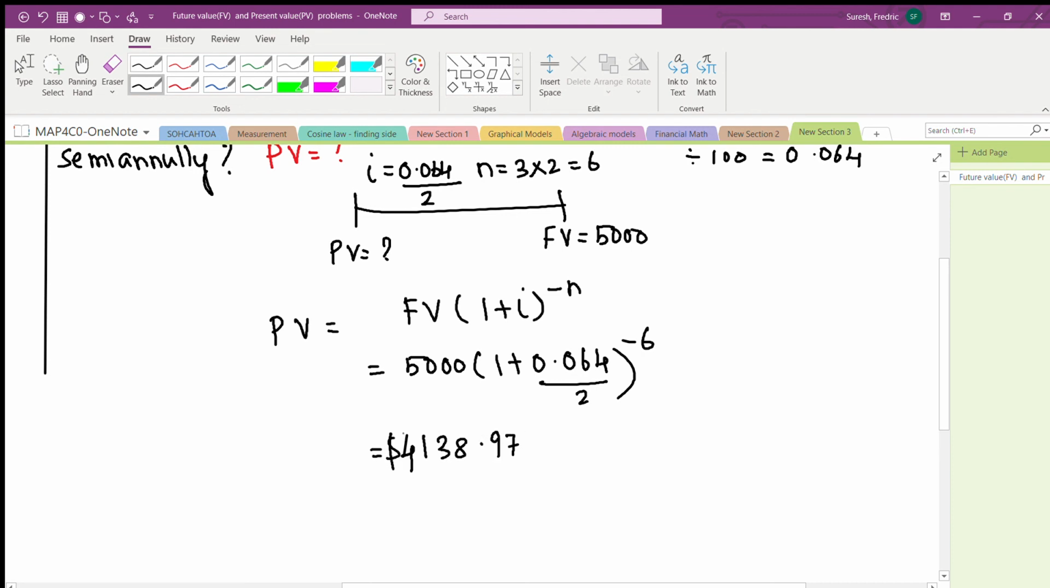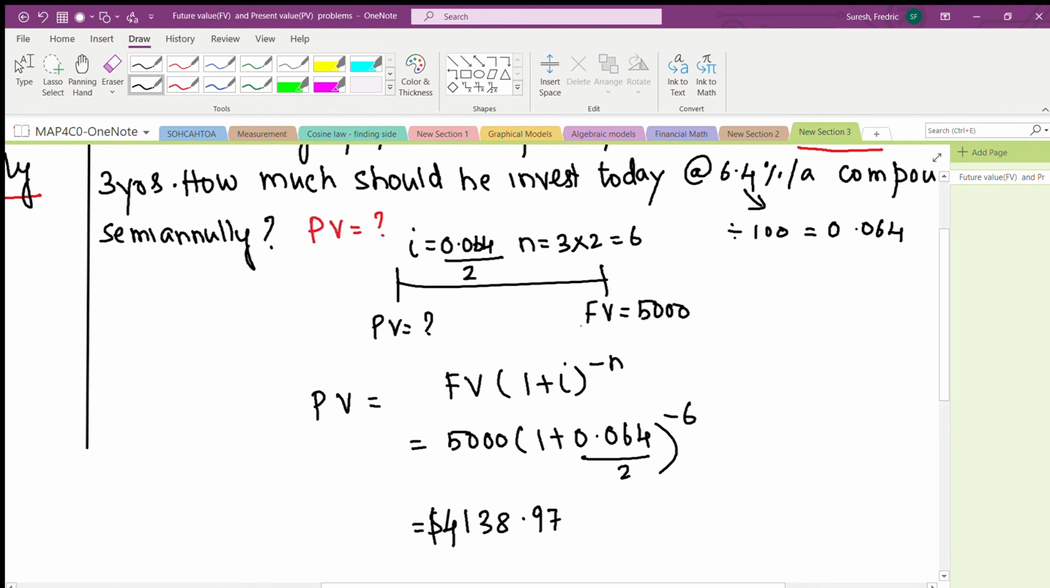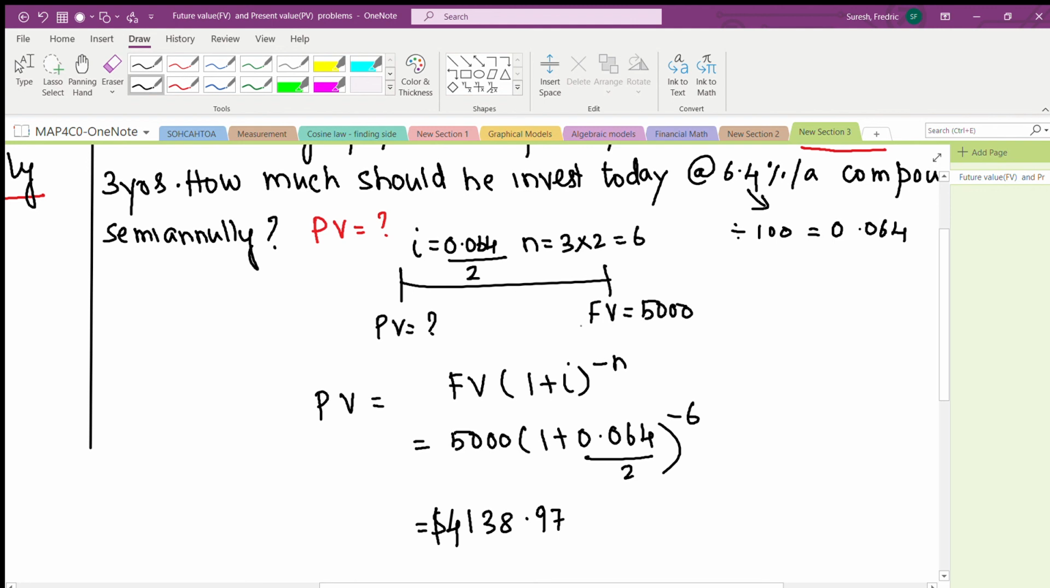$4,138.97. Now it makes a lot of sense because when you invest 4,138, that would eventually become 5,000, because it's an investment, money has to grow. So usually the PV value will be less than the FV value in most cases, unless the investment actually becomes bad and the value of your investment shrinks. That's something to watch out for, but that's the kind of case you're not going to experience in our course. So this is what you need to know about the two possible FV and PV calculations.